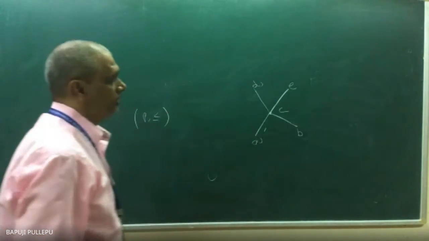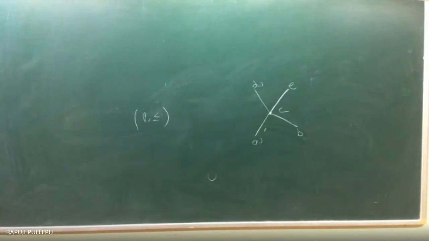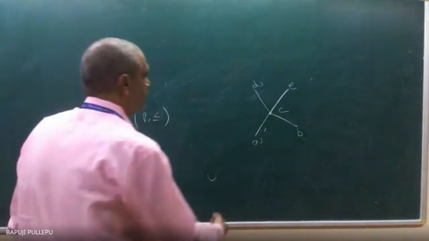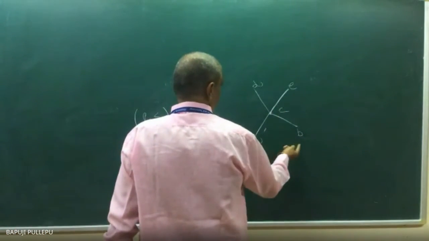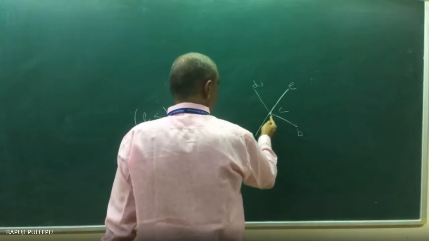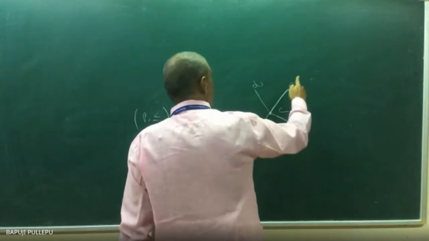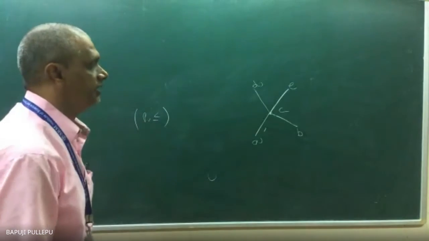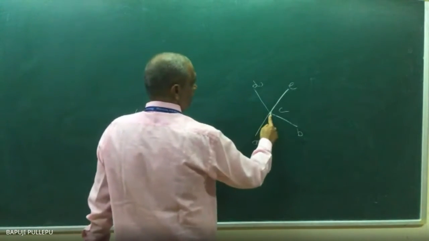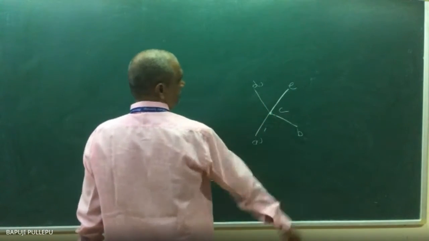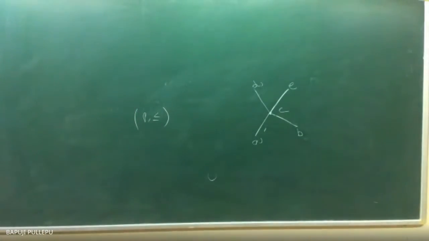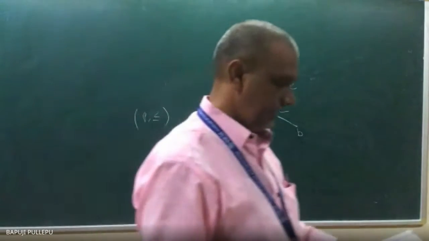Minimal elements are what? A comma B. Maximal elements are what? D comma E. So what do we say? A related to C, then B, C, A, D, then C, D, E also there. Similarly, B, C, then B, D. So minimal elements here are A comma B. Maximal elements D comma E.